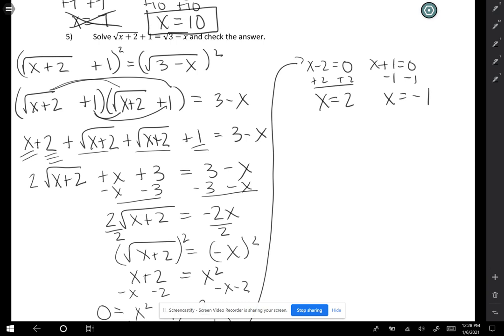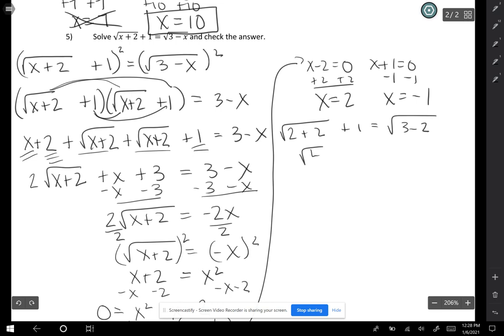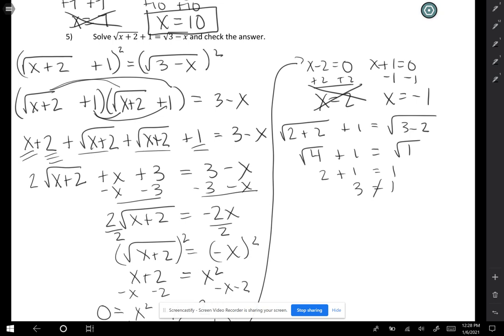So I'm going to check x equals 2 first, which means I'm going to have the square root of 2 plus 2, plus 1, and I'm going to see if that's equal to the square root of 3 minus 2. Well, the square root of 2 plus 2 becomes the square root of 4, plus 1 equals the square root of 1. The square root of 4 is 2, so I have 2 plus 1 equals 1. I end up getting 3 equals 1, which is not true, so that means 2 is an extraneous solution. You'll cross that out.